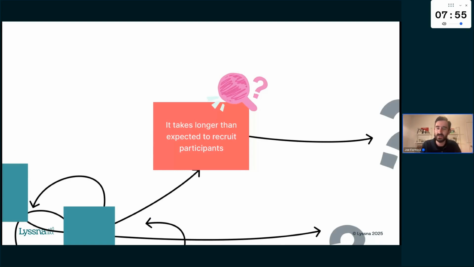You thought it was going to take a week. It ends up taking 2 weeks to recruit and schedule interviews. This can lead to extended time and, as we saw, cost of research.